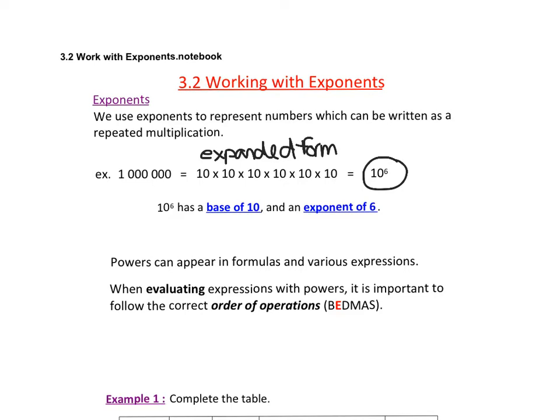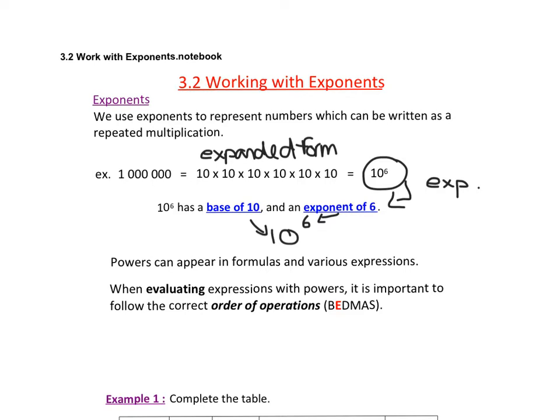So there's a couple of elements you need to understand about exponents, okay? So this is just an example of one. In this example, 10 is our base, and our exponent is 6.